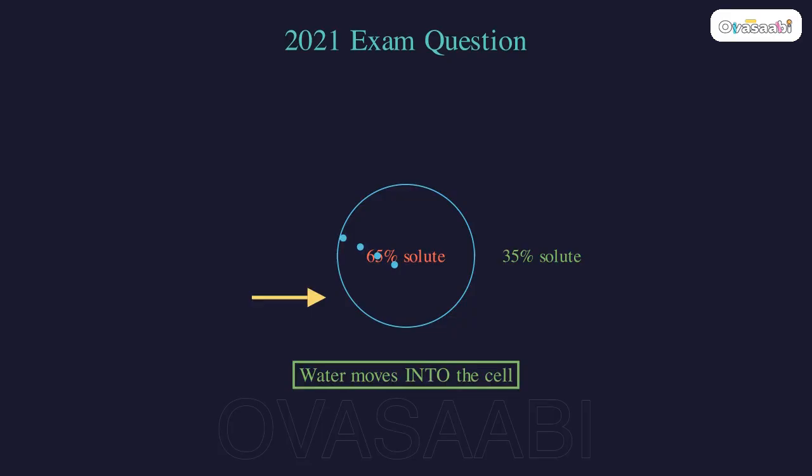If solute is 65% inside and 35% outside, which way does water move? Water moves into the cell from low solute concentration outside to high solute concentration inside. That's osmosis.